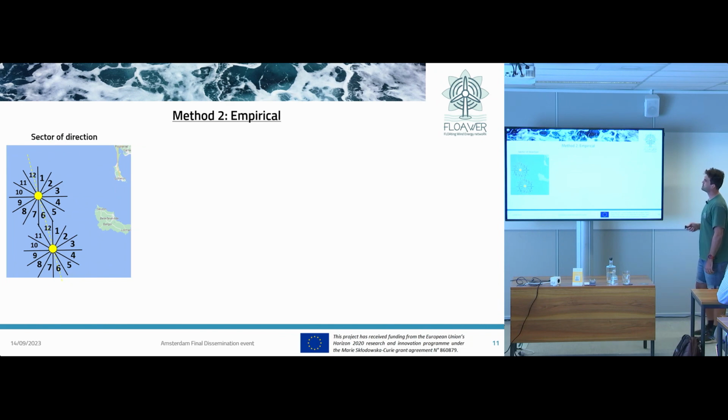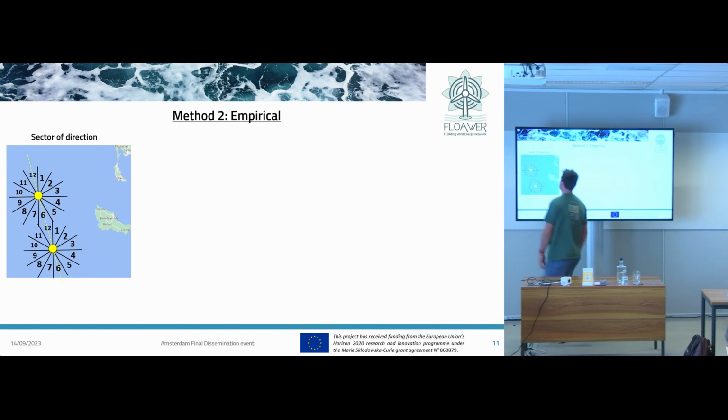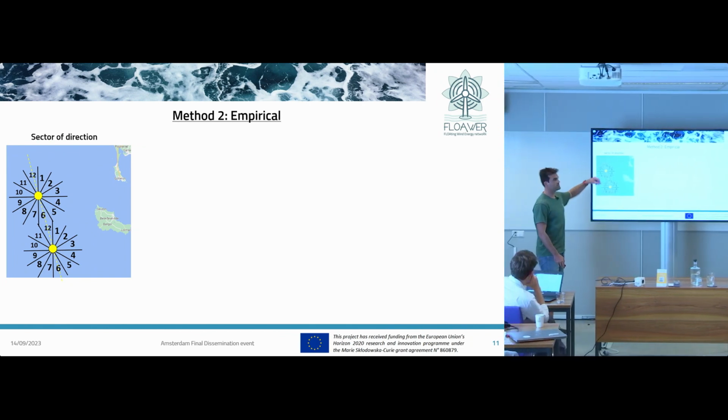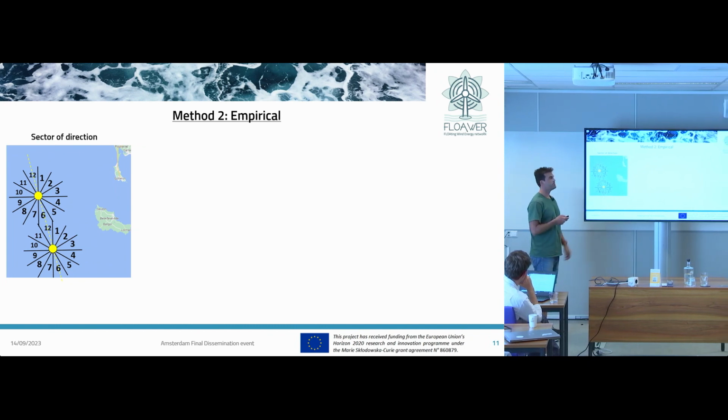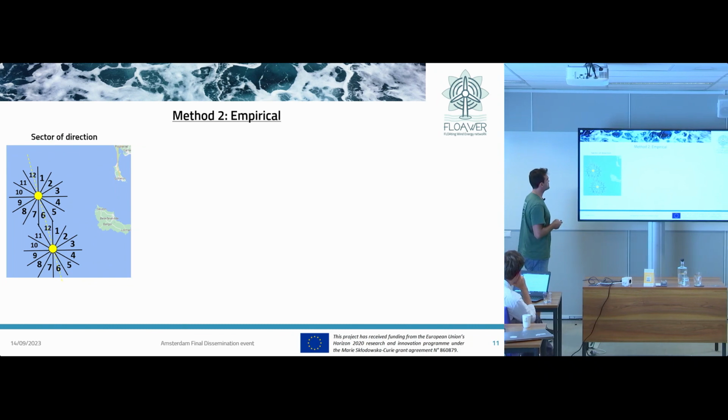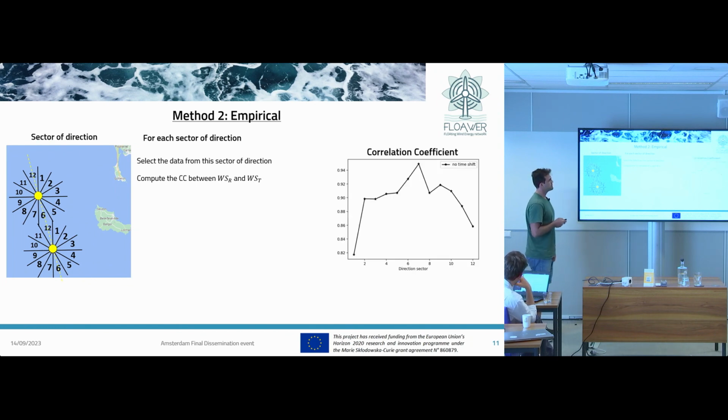The second method. In the second method, I divide my data into 12 sectors of direction of 30 degrees, and I compute the time lag for each sector of direction. So I don't take into account the speed here. For each sector of direction, I select all the data from this sector and compute the correlation coefficient between both stations. So it gives this figure. For each direction sector, we have one correlation coefficient.